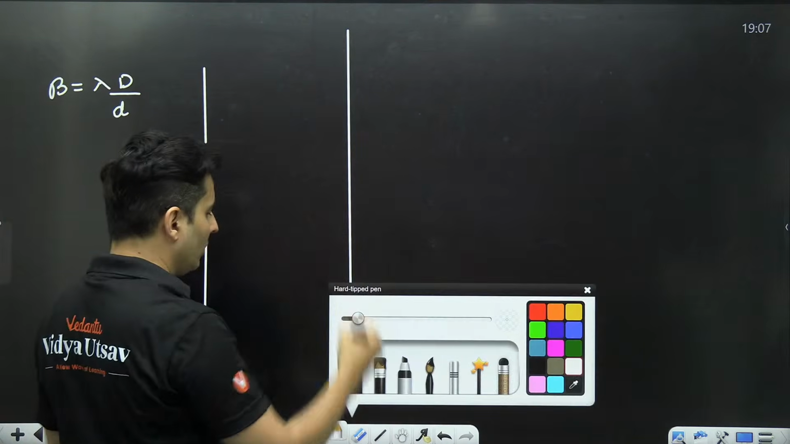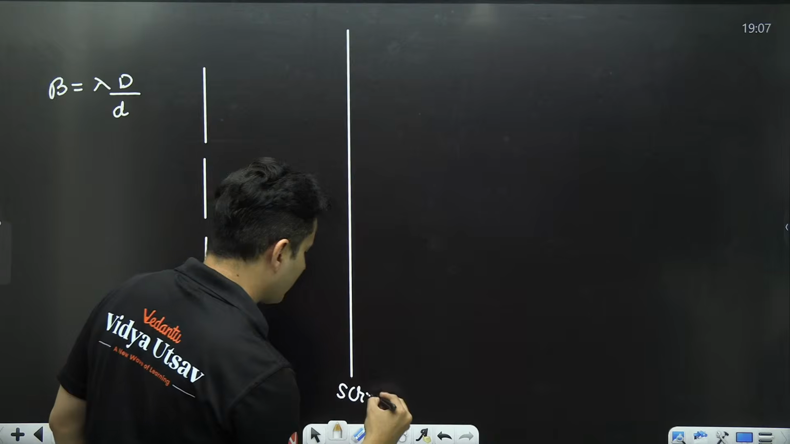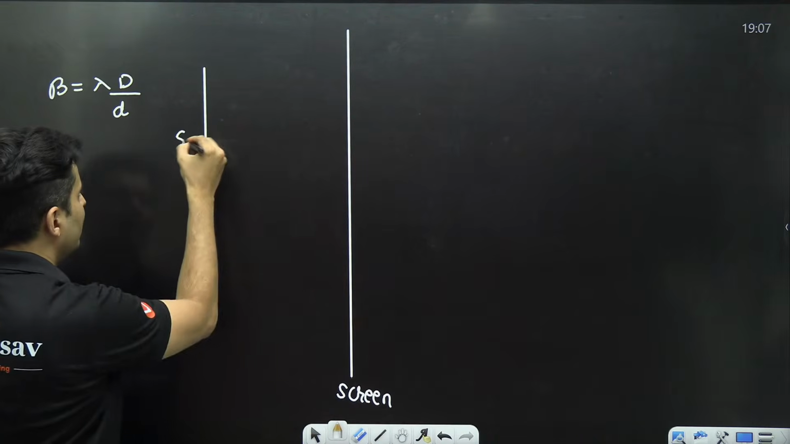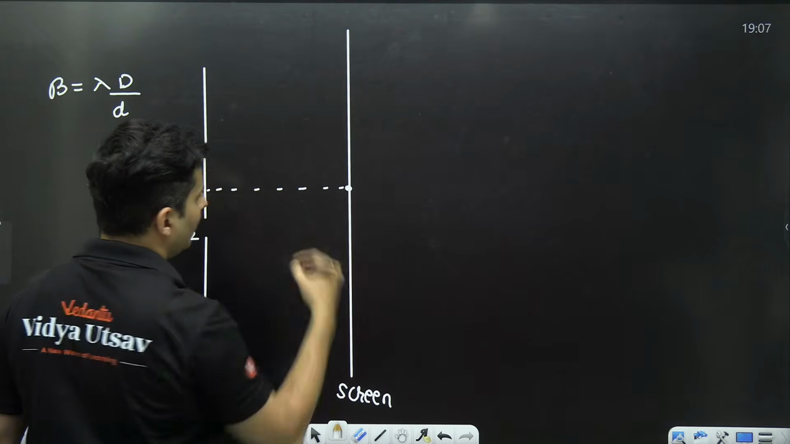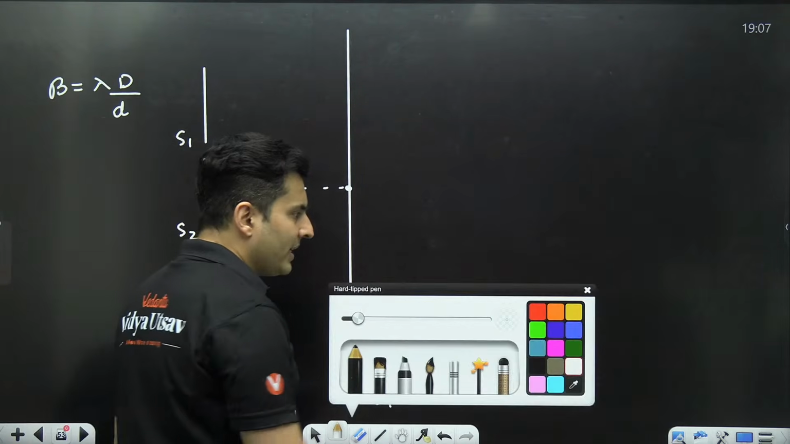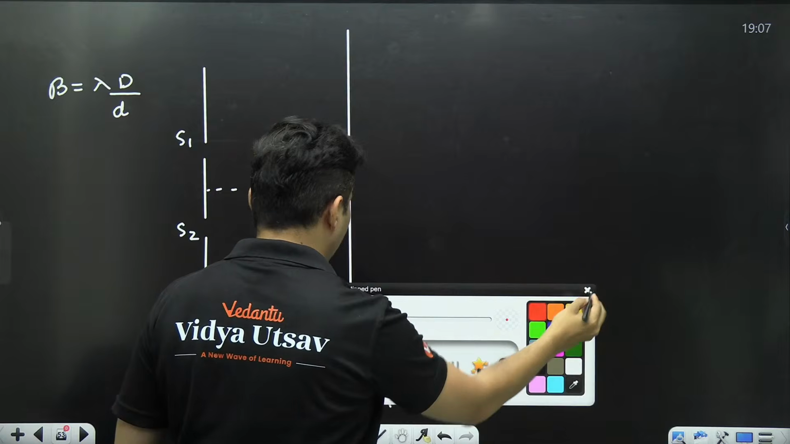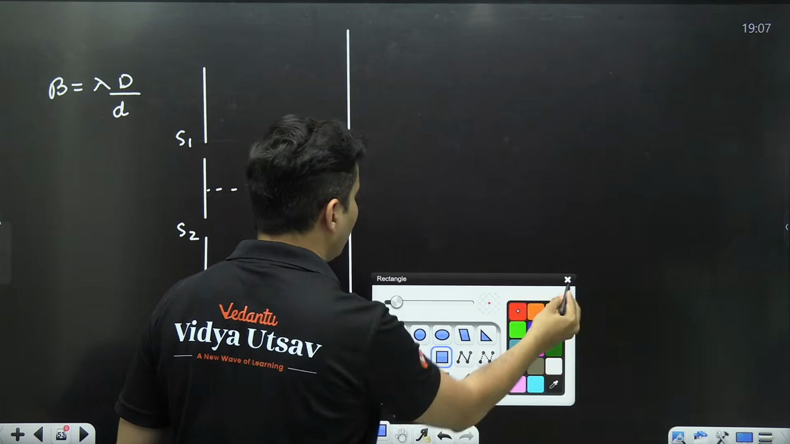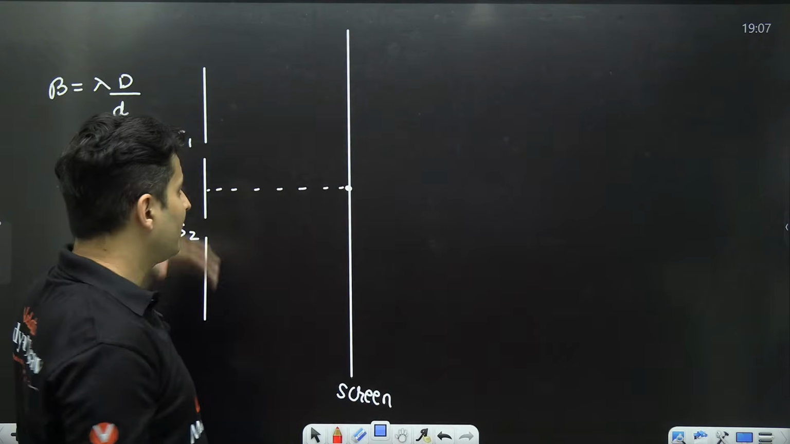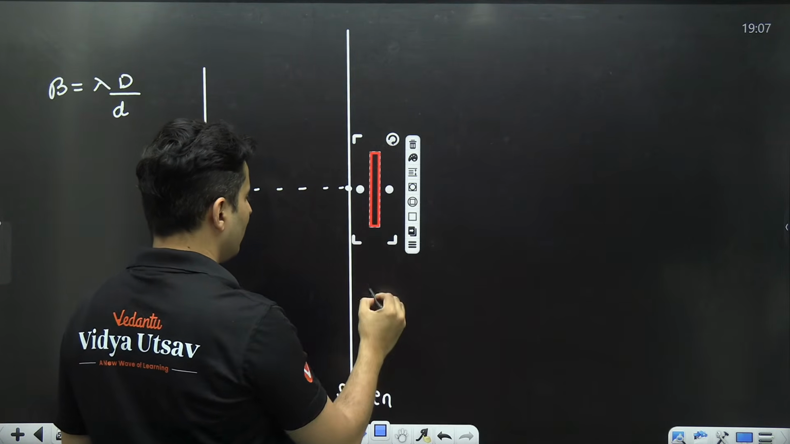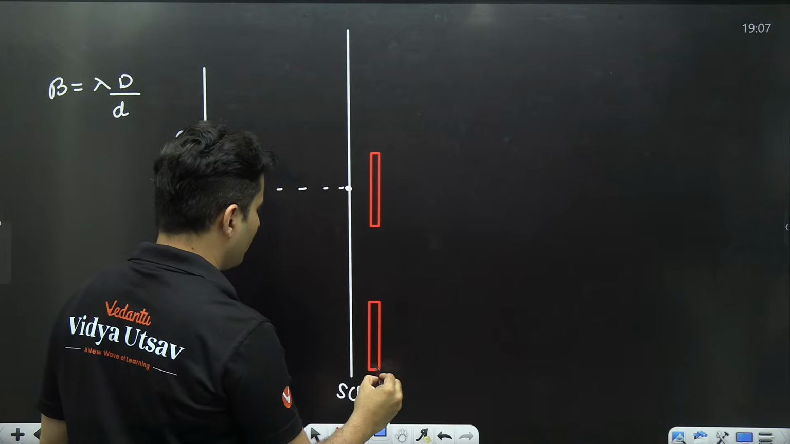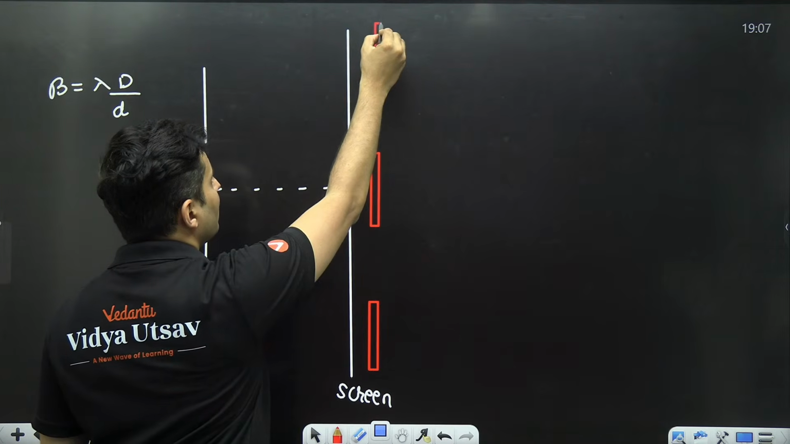So remember our fringe width beta is lambda capital D divided by small d. Now, if I just talk about what you will see on the screen, these are your slits S1 and S2. This is the point directly opposite that. So if you are using a red color light, wavelength is higher, fringe width is higher. So you might see a big fringe over here, big gap, and then a big fringe over here, big gap, and a big fringe over here.